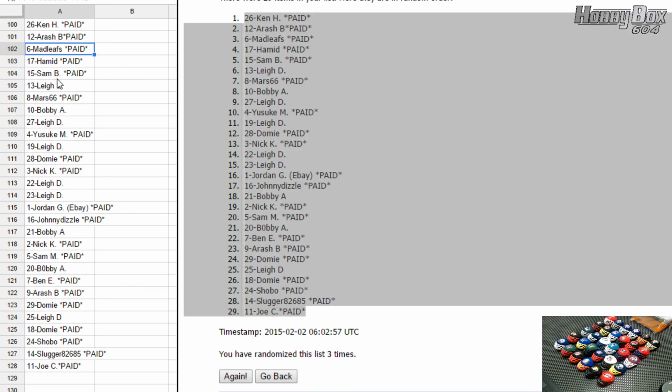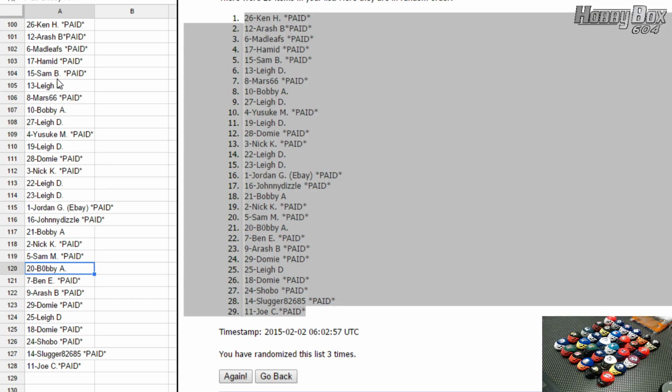So Ken has the first overall pick. Arash, the second. Matt Leaves, third. Hamid, fourth. Sam, fifth. Lee, sixth. Mars 66, seventh. Bobby, eighth. Lee, ninth. Yusuki, 10th. Lee, 11th. Domi, 12th. Nick, 13th. Lee, 14 and 15. Jordan, 16th. Johnny Dizzle, 17th. Bobby, 18th. Nick, 19th.